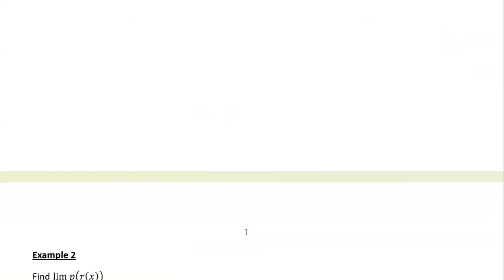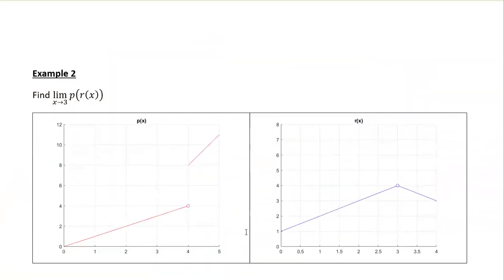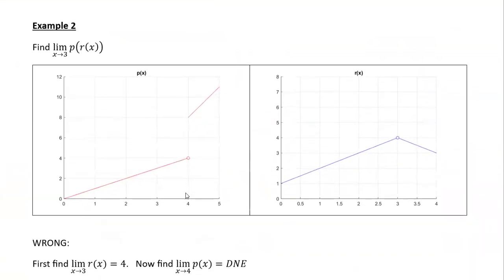Okay, let's go with example 2. Limit as x approaches 3, p of r of x. So we have the same function p, but now we have this r of x. Let's go over the wrong way again first. If we approach x is 3 for the inner function r of x, it looks like it's approaching 4, right? And then going to p as x approaches 4, the limit does not exist.